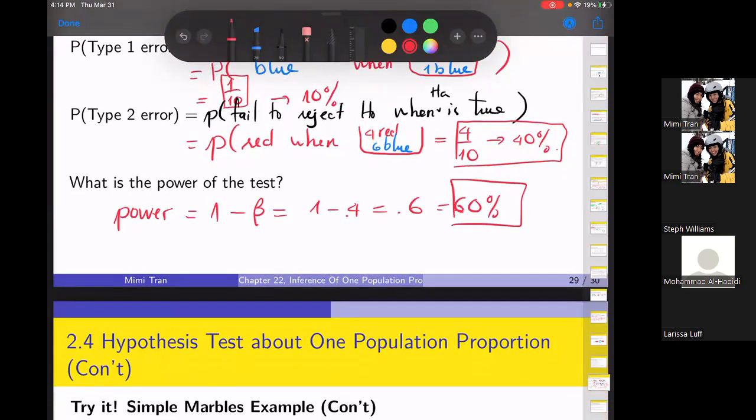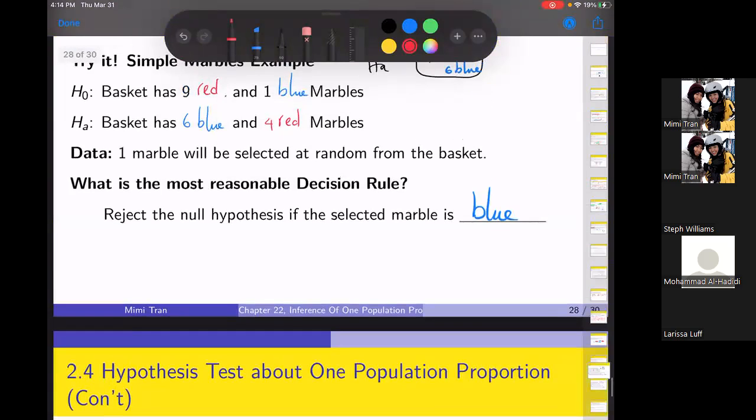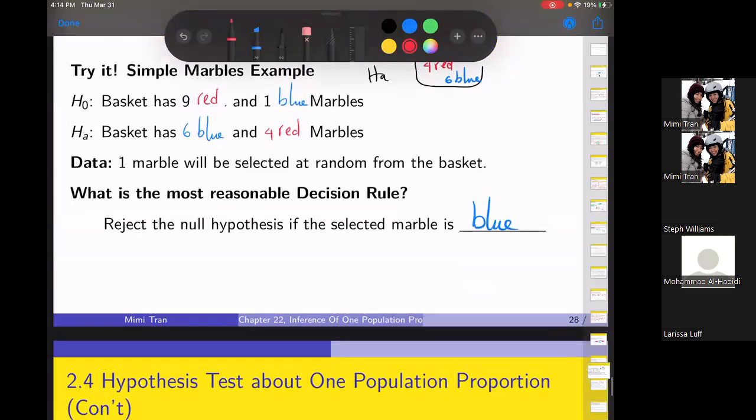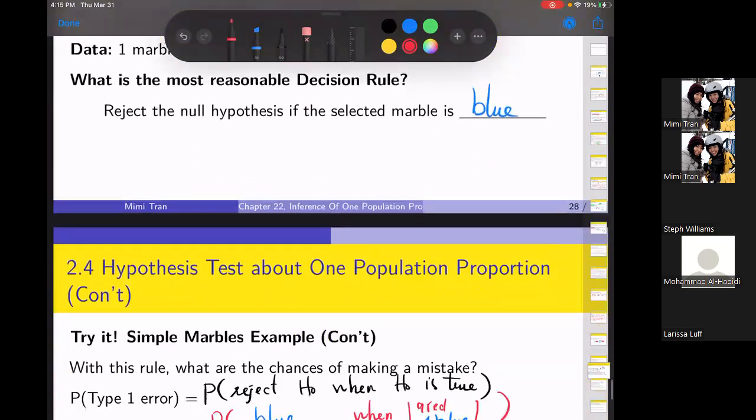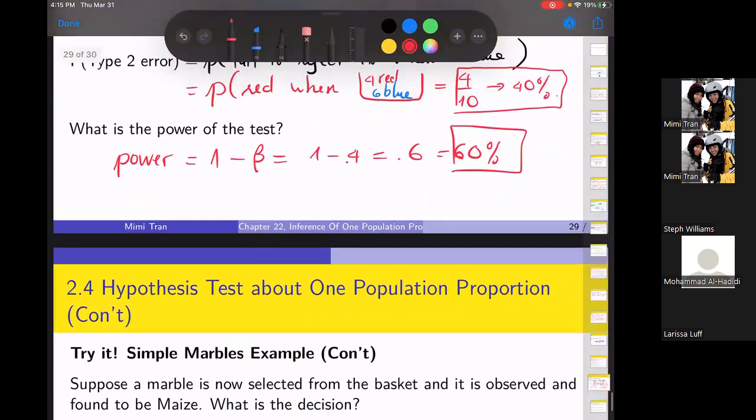I want my power to be like 90%, 95%, but because we only did a sample size of what now? Oh, sample size of 1, right? If you do more, like 2, 3, 4, 5, 6, that'd be better. If you increase your sample size, the power probably will get better.